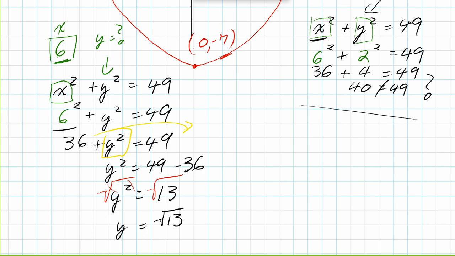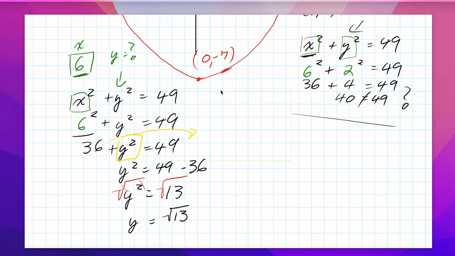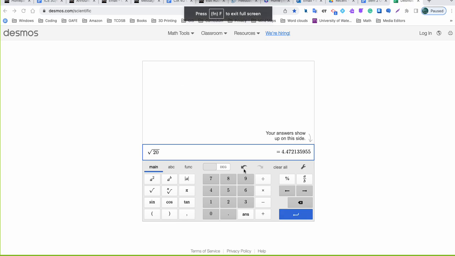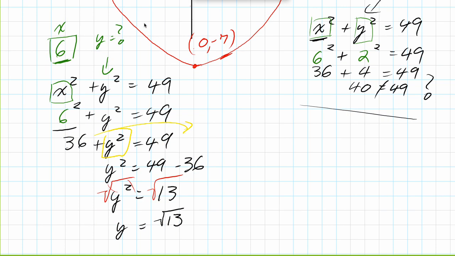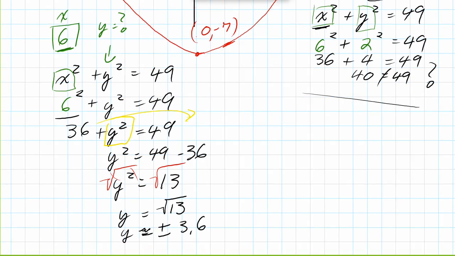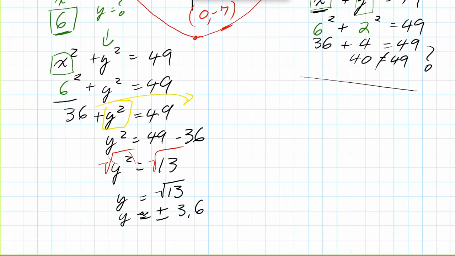I've got a quick calculator here. Let me see if I can bring up a calculator real quickly. Okay, we got that piece. What is the square root of 13 approximately? 3.6 approximately, let's say. There we go. So y equals plus or minus 3.6 approximately. Okay? So there are actually two answers here: y equals 3.6 and y equals negative 3.6.